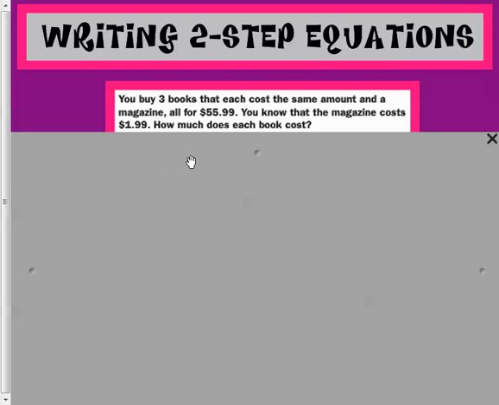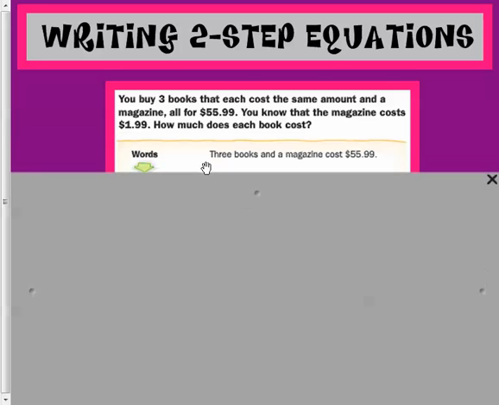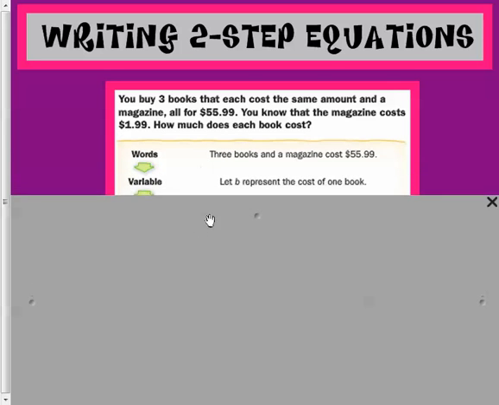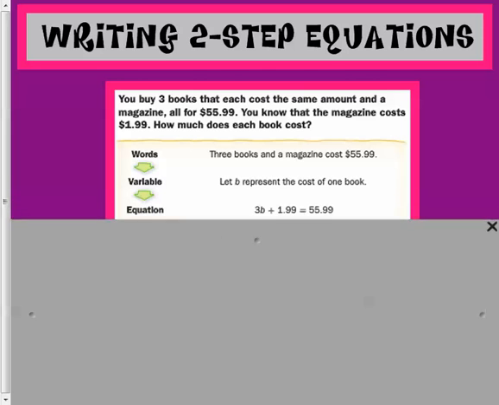What if it's in context? You buy 3 books that cost the same amount and a magazine, for all of them $55.99. You know the magazine costs $1.99. How much does each book cost? So you have 3 unknown amounts plus $1.99 equaling $55.99. 3 books and a magazine, so let's let B equal the cost of 1 book. So 3B plus $1.99 equals $55.99.